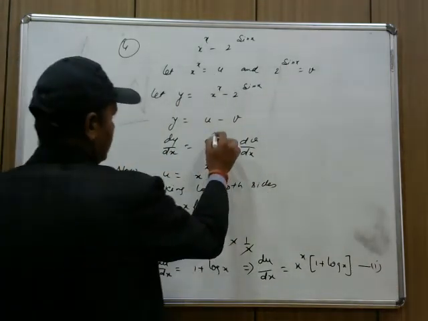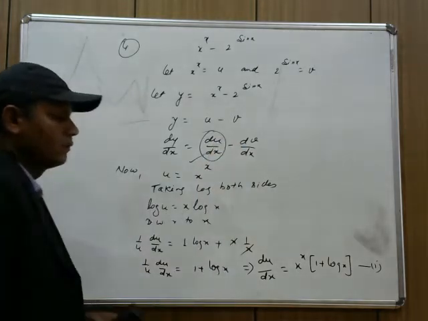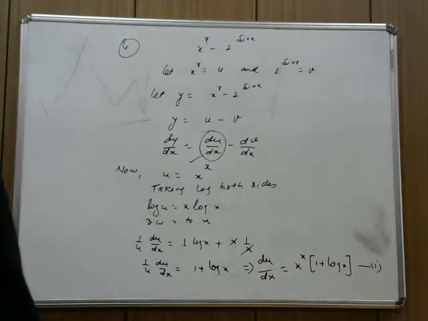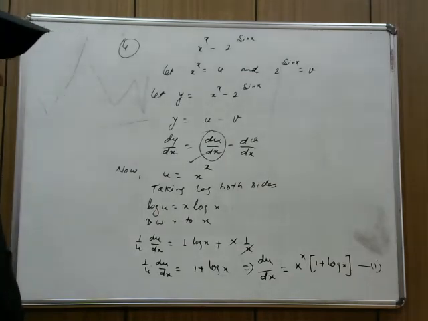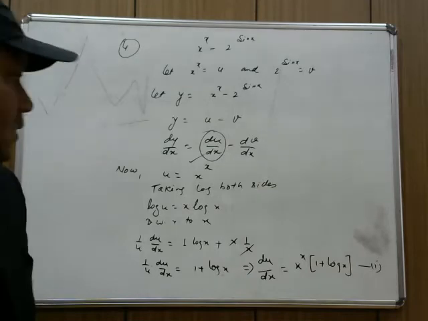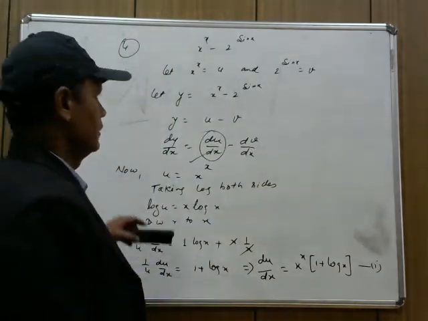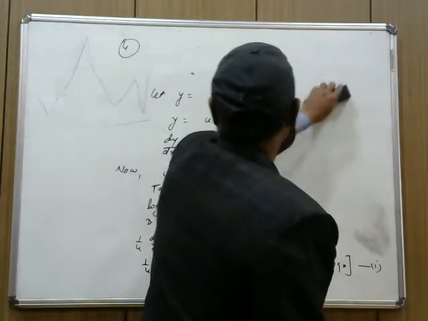See, this part we have derived. The value of du by dx is x to the power x in bracket 1 plus log x. Now we'll find out the differentiation of the second part, which I have assumed as v. Right? Now v.